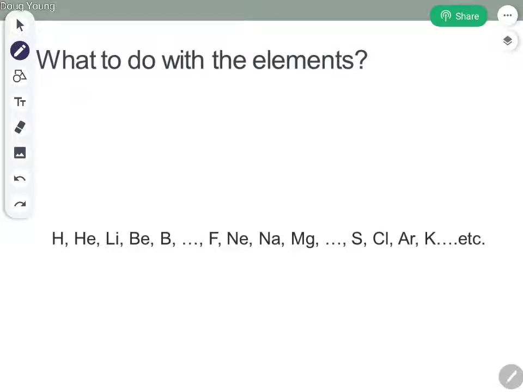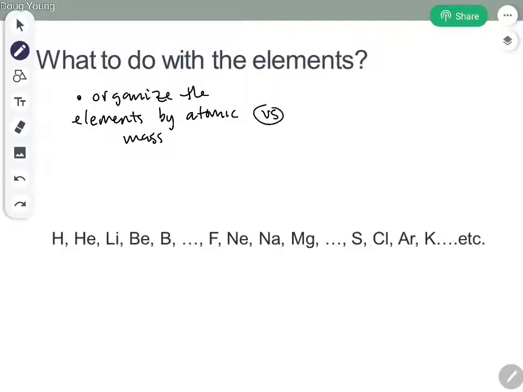And so there's one camp that wanted to organize the elements based on their masses. So by their atomic mass. How much do they weigh? So start with the lightest ones first. You just list them in order, smallest to largest.